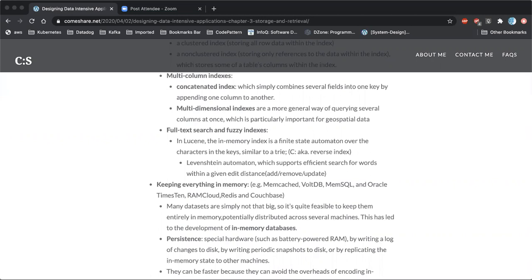So each column is a dimension, right? Yeah, I think column is a dimension here. Whatever is written over there just says that it's multi-column, right? Multidimensional indexes are a more general way of querying several columns at once, which is particularly important. Okay, that makes sense. Then it's just indexing based on multiple columns. Yeah, querying several columns at once.